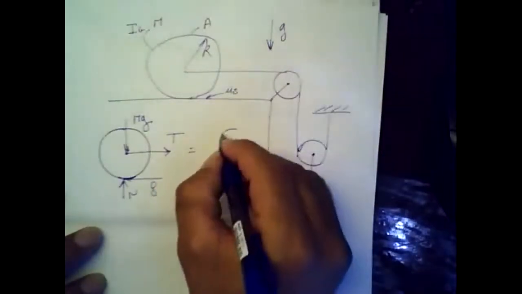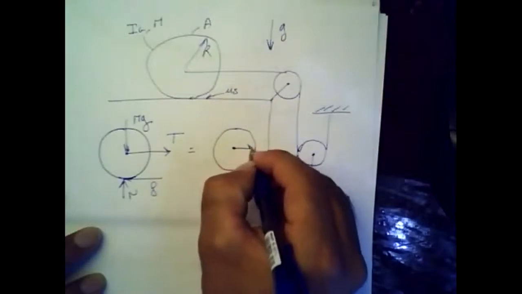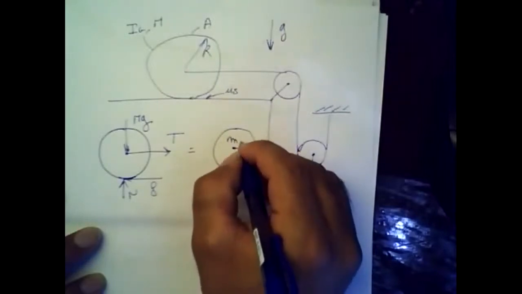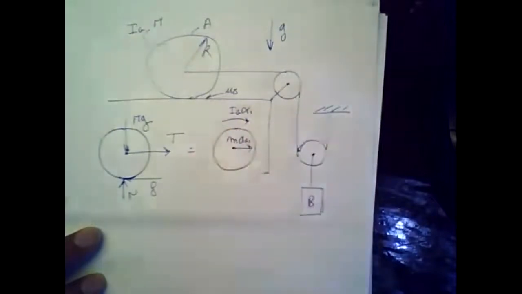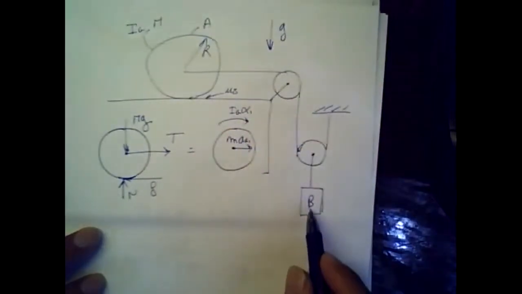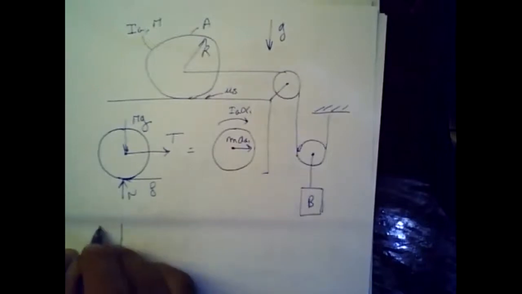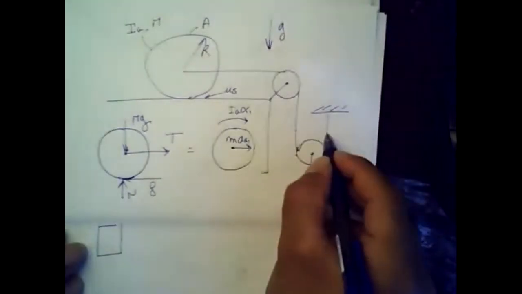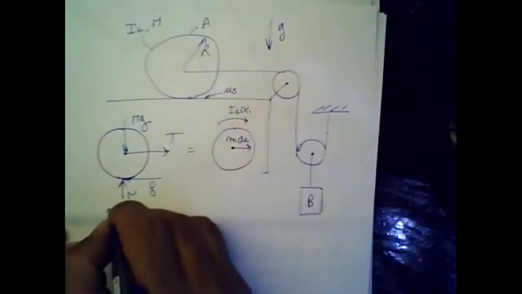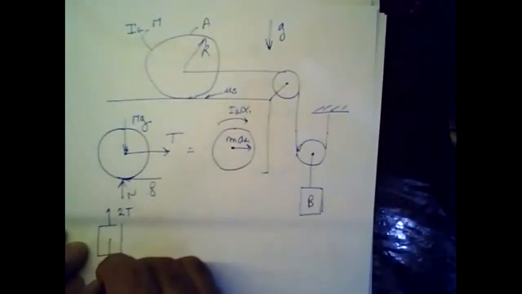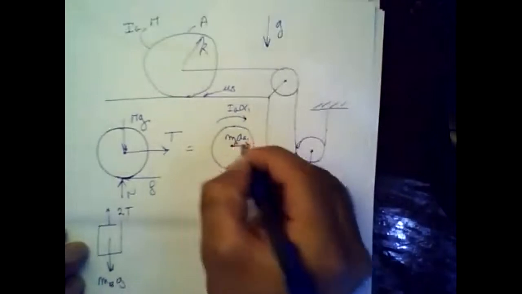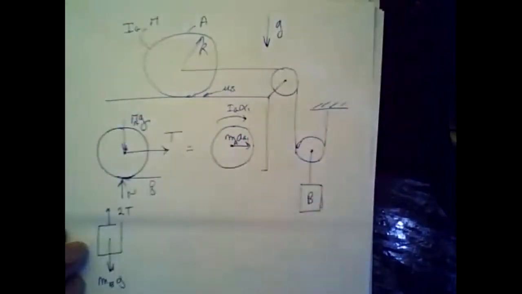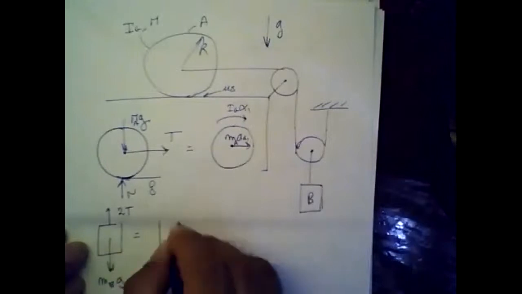On the right side, what do I have? I'm going to have M AG1, right? And if this guy is moving to the right, we are going to have IG multiplied by alpha 1. How about on this block? I have T here and then T here. So I have two T's, so I have 2T applied. And then I have the weight MB G. Let's call it MA here. And then this guy is MA.